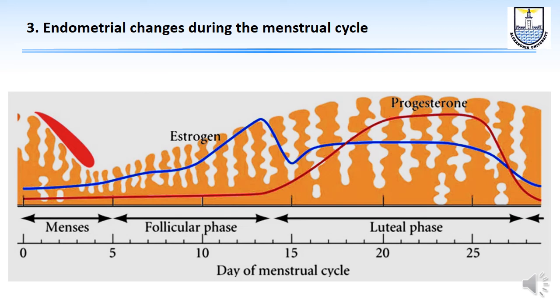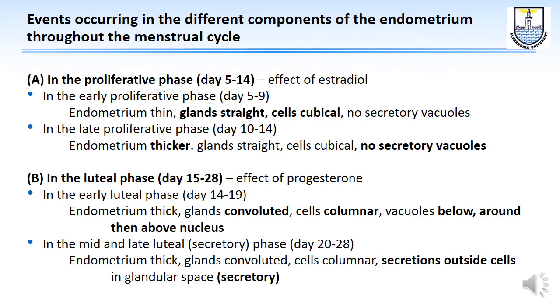At the beginning, the glands are straight, while under progesterone, the glands will become more or less tortuous. At the beginning, under estrogen, the cells lining the glands are cubical, while on the right side, under the effect of progesterone, the cells become more or less columnar. So this is how it is. In the proliferative phase from day 5 to 14, the effect of estradiol is felt.